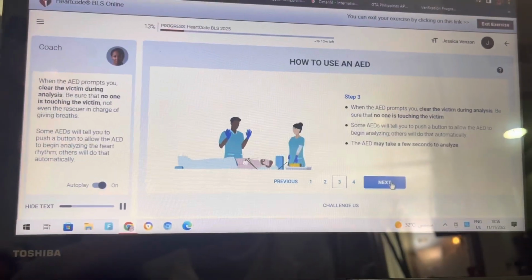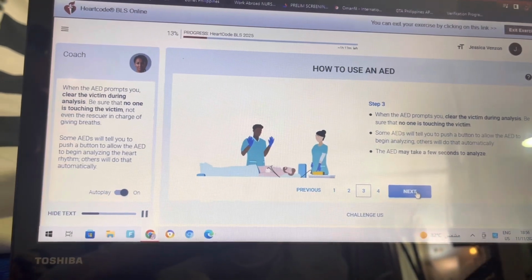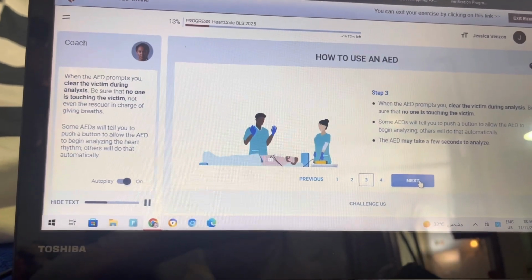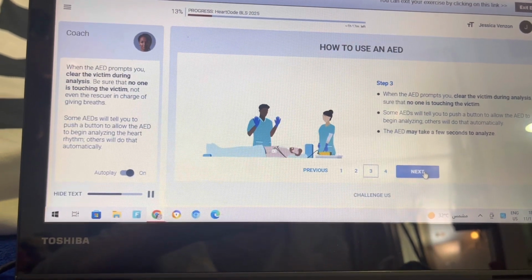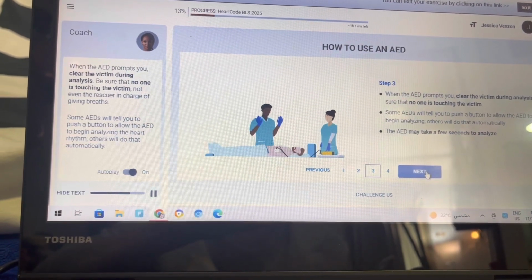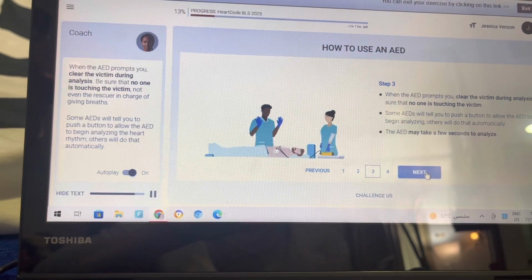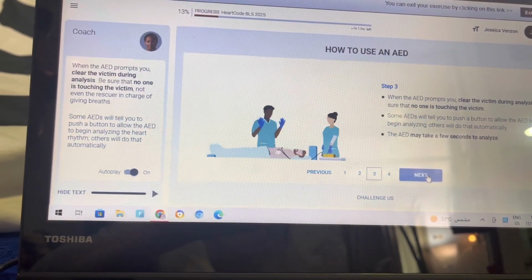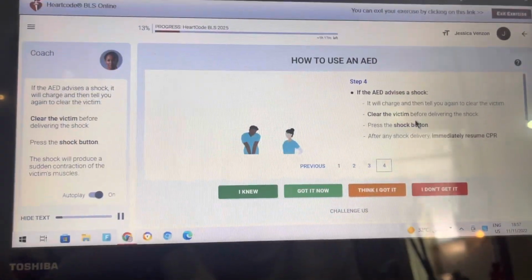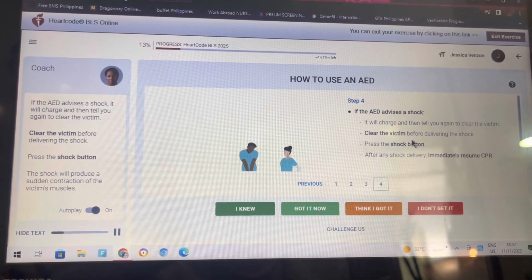Analysis. Be sure that no one is touching the victim, not even the rescuer in charge of giving breaths. Some AEDs will tell you to push a button to allow the AED to begin analyzing the heart rhythm, others will do that automatically. The AED may take a few seconds to analyze. It will charge and then tell you again to clear the victim.